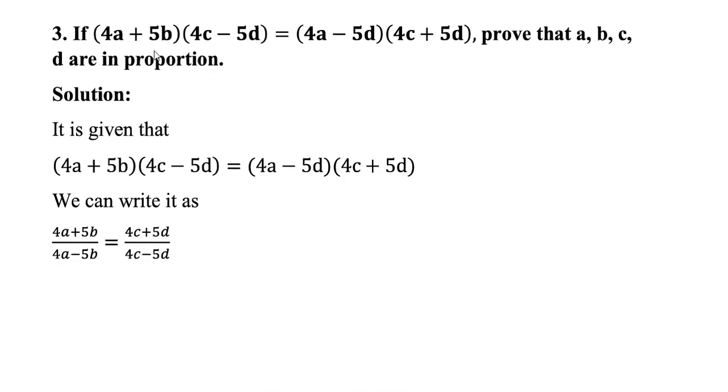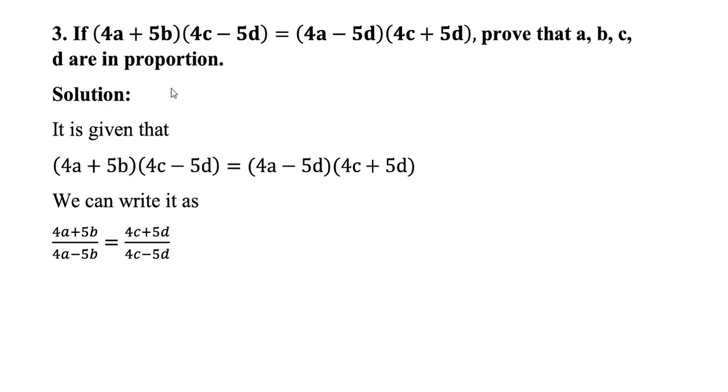If (4a + 5b) into (4c - 5d) is equal to (4a - 5b) into (4c + 5d), prove that a, b, c and d are in proportion.